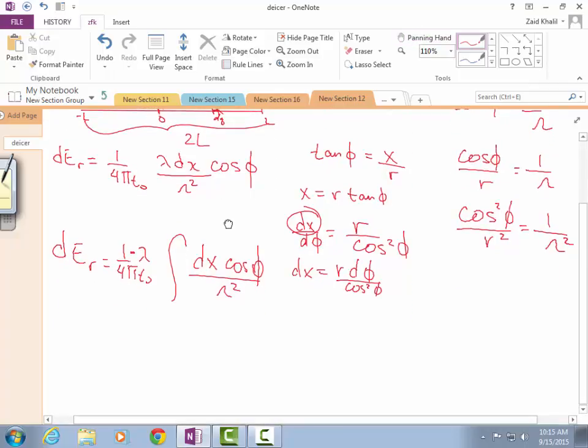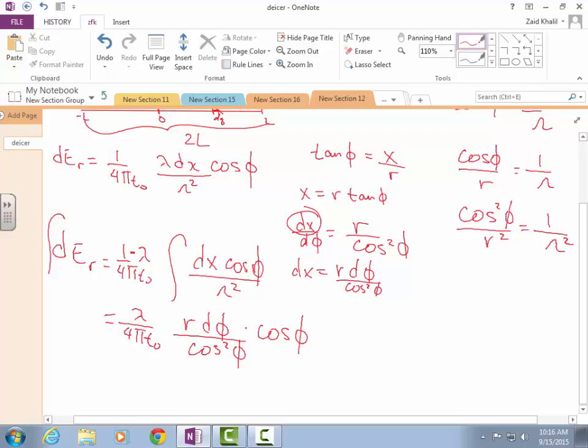So now, this is equal to lambda over 4 pi epsilon 0. Okay? dx is r d phi over cosine squared phi times cosine phi, right? And then times 1 over script r squared. But what's 1 over script r squared? Cosine squared phi over little r squared. Pretty sick, right?